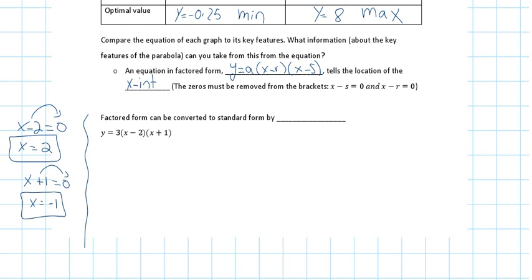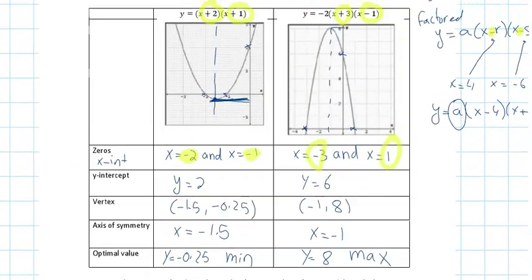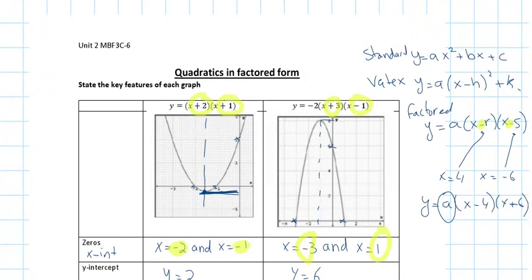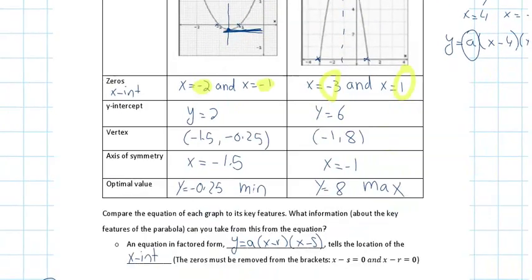Okay, what's the question asking you to do? Convert it to standard form, right? So factored form can be converted to standard form by doing what? What do I need to do to go from this form here to the standard form? Expand by, what's the process called? FOIL. That's right. So we need to expand.